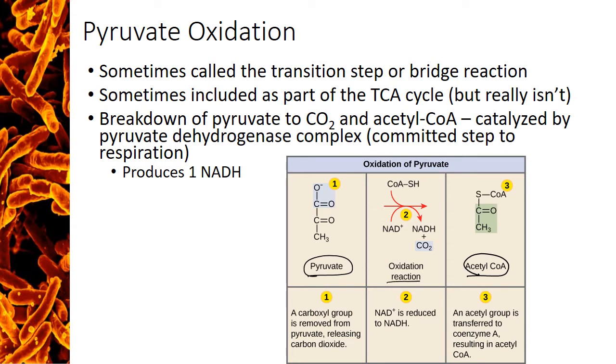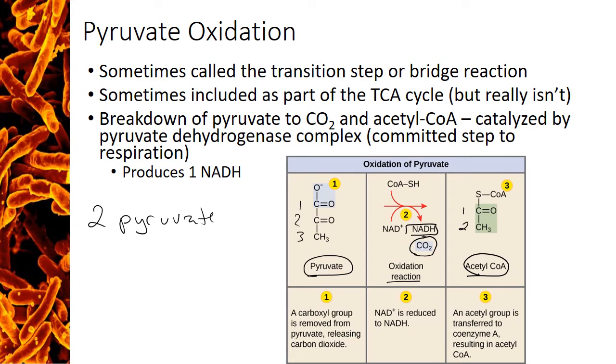In that process, it produces a molecule of NADH. You'll notice that pyruvate is a 3-carbon sugar, while acetyl-CoA only has 2 carbons. The 3rd carbon from pyruvate has been released as carbon dioxide, a waste product. It's important to note that this is the chemical reaction for pyruvate oxidation. However, if you remember, during glycolysis, 1 molecule of glucose actually produced 2 molecules of pyruvate.